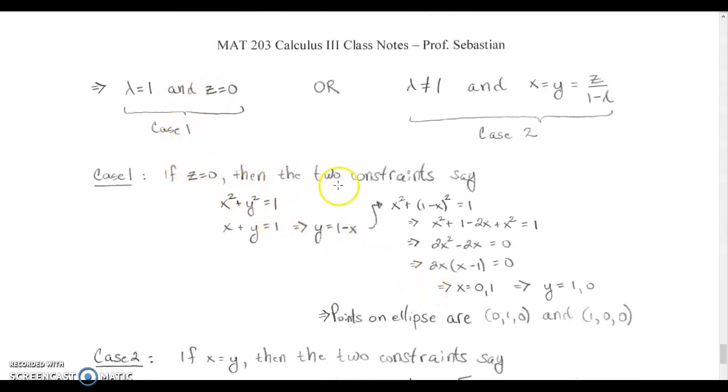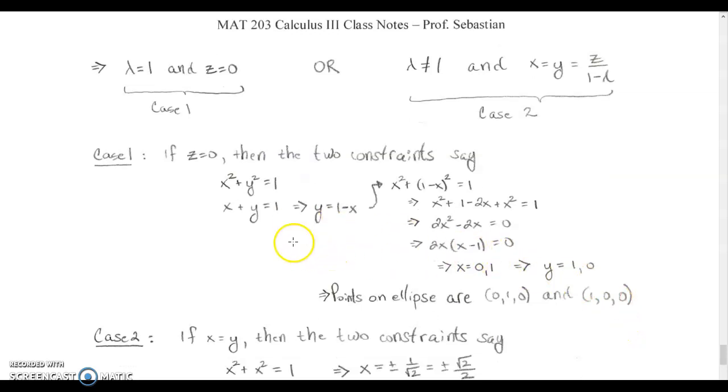If z equals 0, then the two constraints say that x squared plus y squared equals 1. And then x plus y, now remember there was a plus z, but that's 0, equals 1. So that means that y equals 1 minus x. So if I plug that back into the first constraint, I get a situation where x is either 0 or 1, and then y is either 1 or 0 at the same time. So when x is 0, y is 1. When x is 1, y is 0. So points on the ellipse are 0, 1, 0, and 1, 0, 0 from that case.